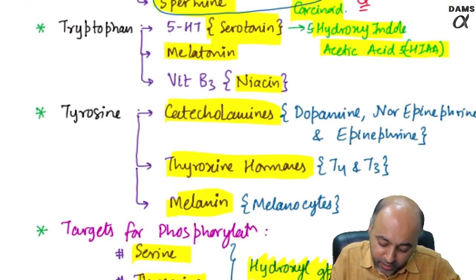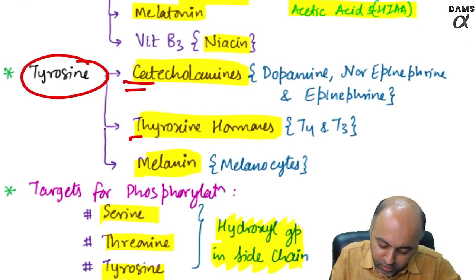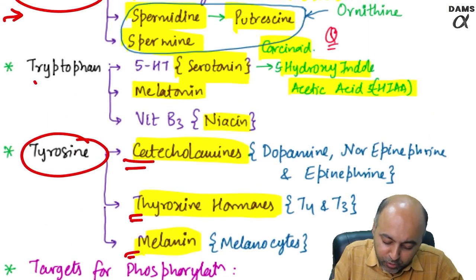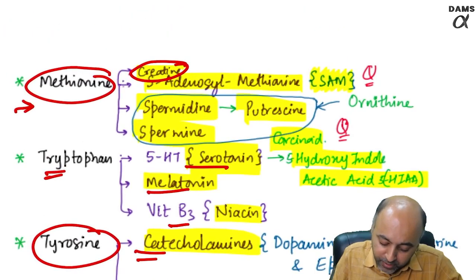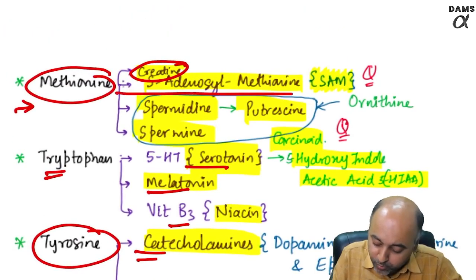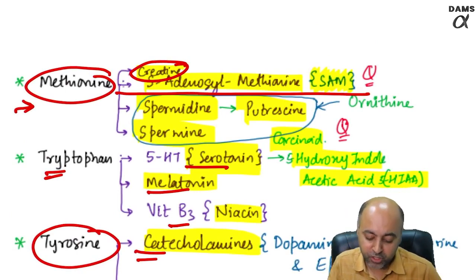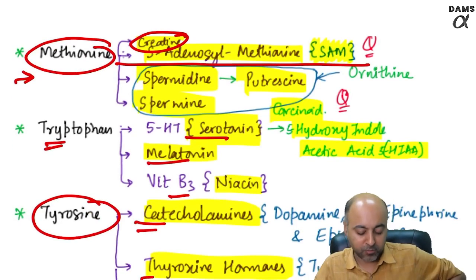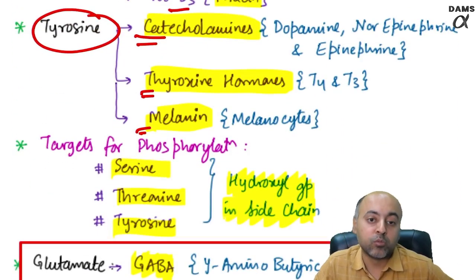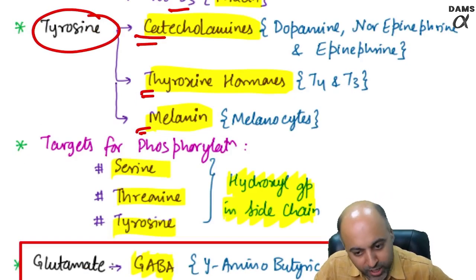Three more names. Tyrosine is giving you the catecholamines, thyroxine hormone, and melanin. Tryptophan is giving you the serotonin, melatonin, and niacin. And methionine is required for production of SAM. Please remember these: SAM from methionine; serotonin, melatonin, and niacin from tryptophan; catecholamine, thyroxine hormones, and melanin from tyrosine. Decarboxylation requires vitamin B6.